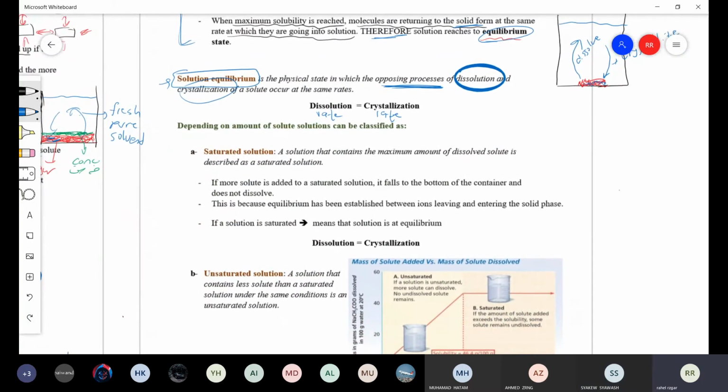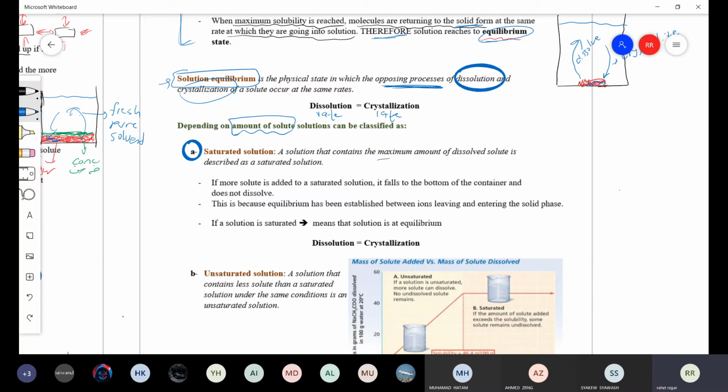Now, we classify solutions depending on the amount of solute, depending on this thing. How much solid do we have in the solution? First, we call it a saturated solution. What is a saturated solution? A solution that contains the maximum amount of dissolved solute is described as a saturated solution.